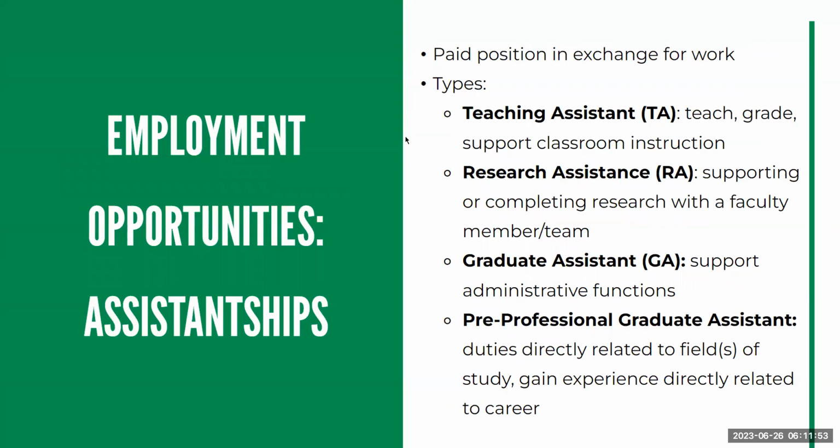So a major source of financial aid for graduate and postgraduate students are assistantships. Assistantships are paid positions that students accept in exchange for work or research or some kind of labor. The main types of assistantships are teaching assistantships or TAs, where you may teach, grade, or support classroom instruction for undergraduate or even graduate students.